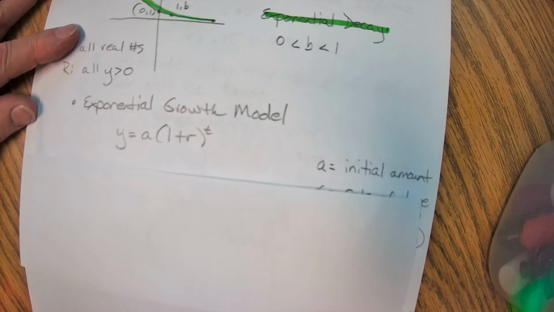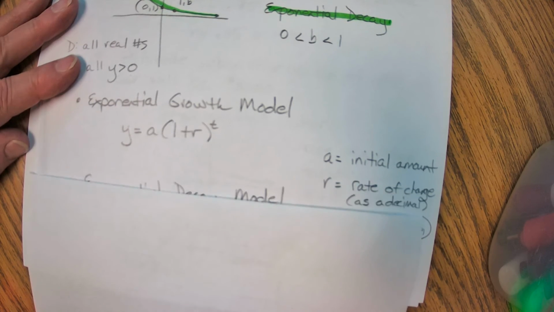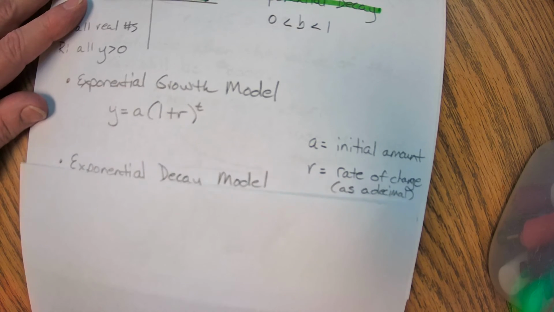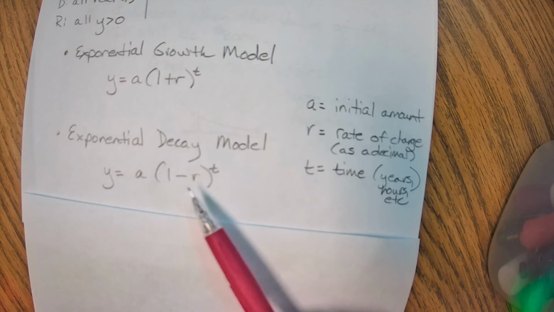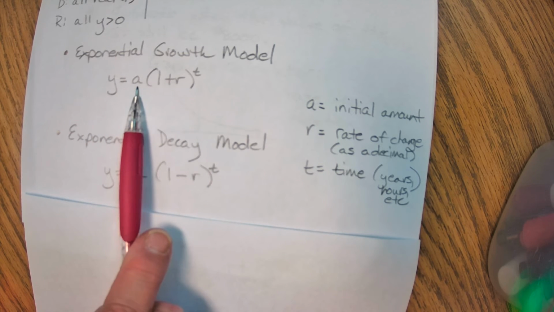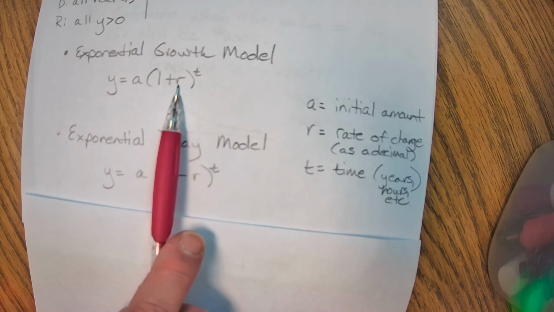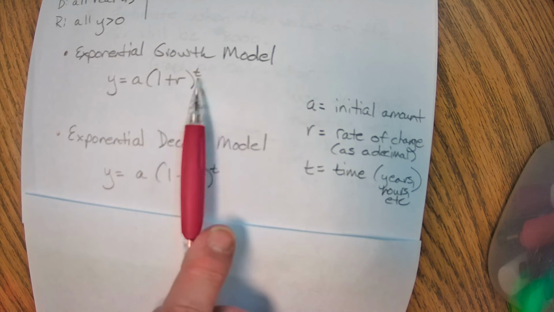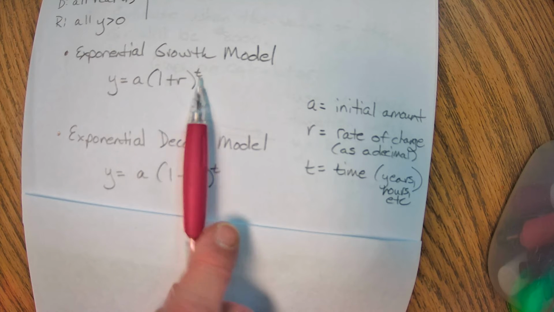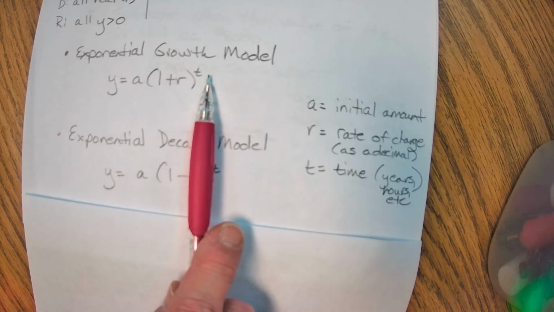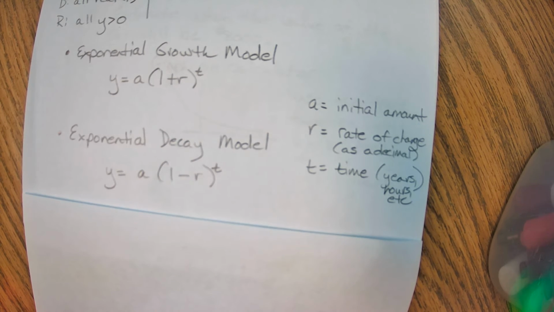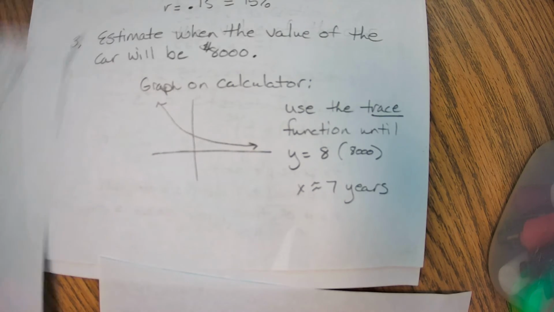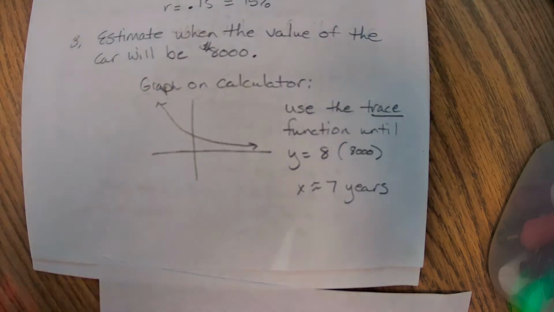So the exponential growth model, there's the formula for that. And the only difference between the growth and the decay is minus. A is the initial amount you start with. R is the rate of change as a decimal. And T is the time, and it could be years, hours. Any problem you're going to do with this is going to specify what the time represents. So let's do a couple of examples.